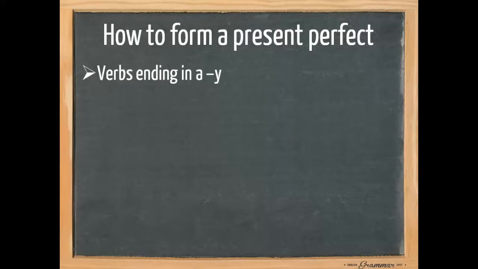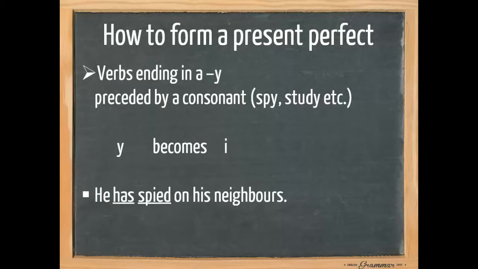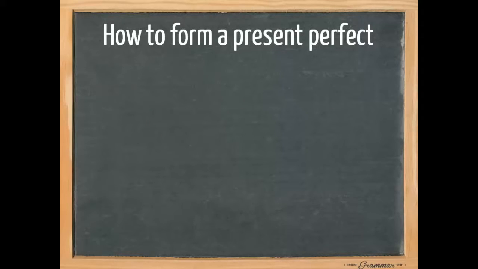We also need to pay attention to verbs that end in a Y, especially those preceded by a consonant, such as spy and study, because we change the Y into an I. For example, he has spied on his neighbours, and we have studied hard.